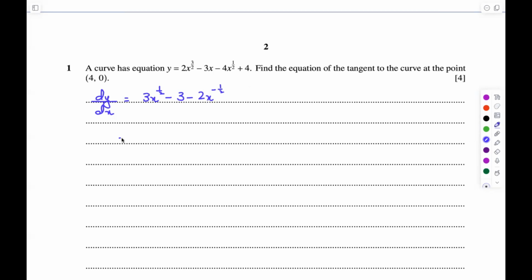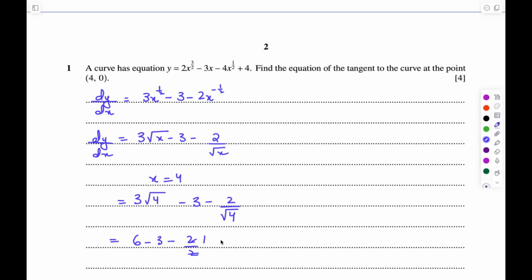We can simplify it to write it as 3 into square root of x minus 3 minus 2 upon square root of x. Now substituting the value of x, x equals 4, we'll get 3 into square root of 4 minus 3 minus 2 upon square root of 4. So this will become 3 times 2, which is 6, minus 3 minus 2 upon 2. So 2 upon 2 will become 1. We'll get 6 minus 3 minus 1.